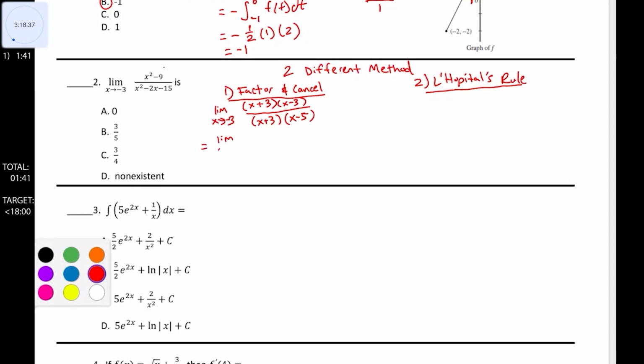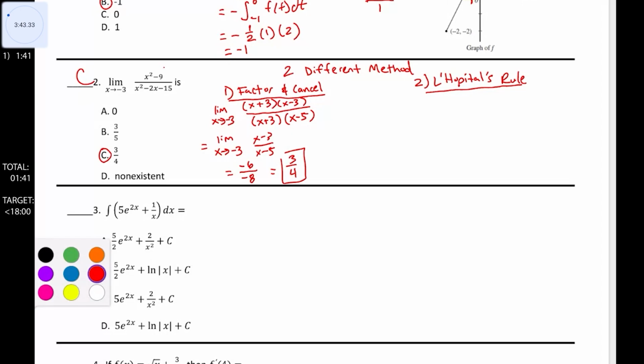So because we're within the context of limits here, it's okay to cancel those out, and we get x minus 3 over x minus 5. And now we can do direct substitution. We could put that negative 3 into x in the numerator to get negative 6, and we could put negative 3 in the denominator to get negative 8. Negative 6 over negative 8 reduces to 3/4, so we can see that our answer is C.